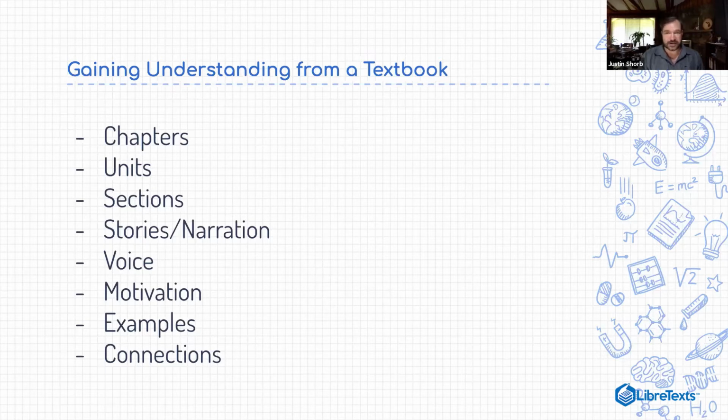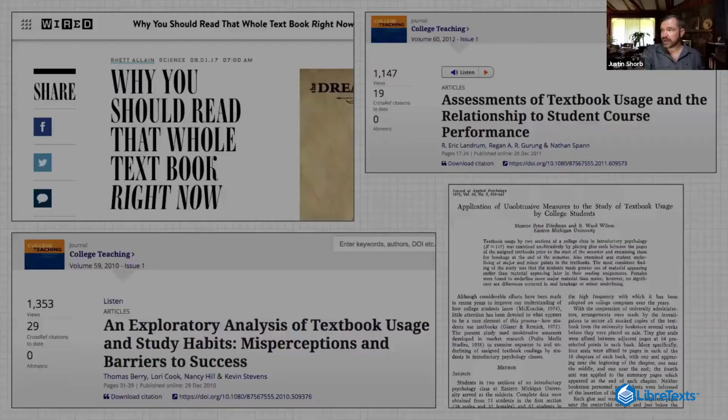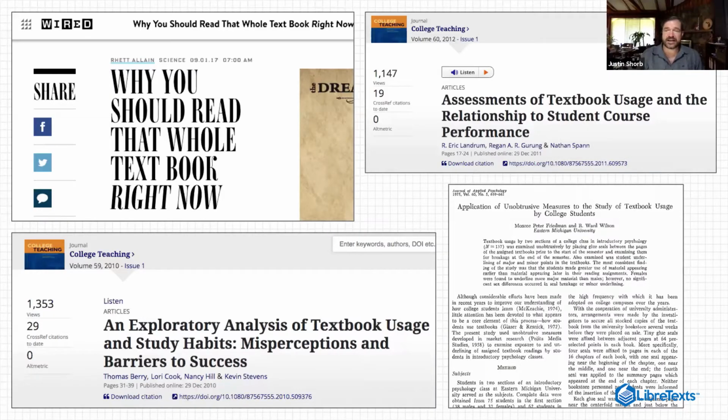And textbooks started off as a book, right? Like they were a book. They didn't have all these fancy features, and they've been evolving in time as we've used them. But there was a time we learned before textbooks as well. And textbooks have been studied a lot, way more than you might think they've been studied. So for instance, there's an article here that says you should read the whole entire textbook before your class even starts. And there's been studies on whether or not people even use textbooks.